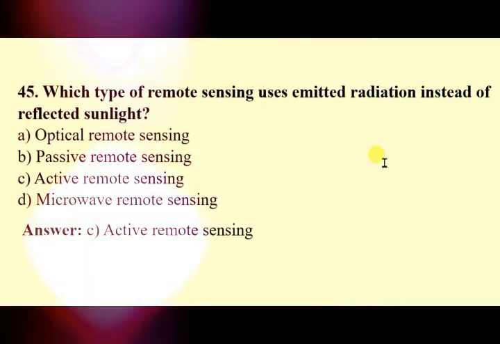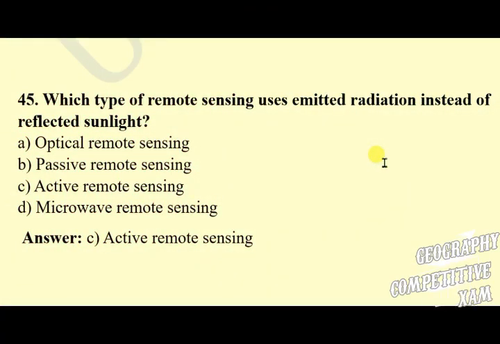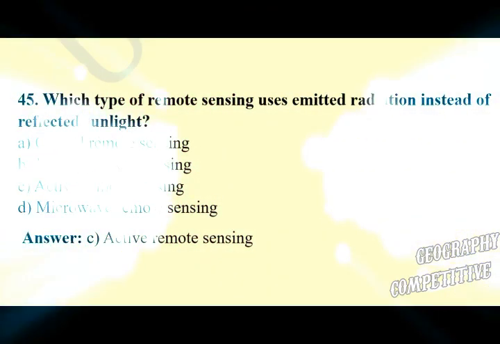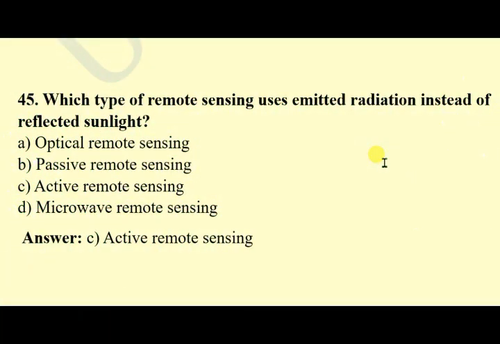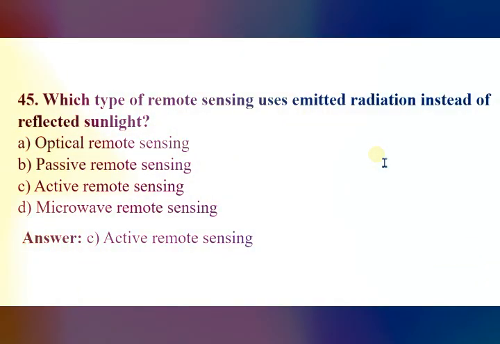Question 45. Which type of remote sensing uses emitted radiation instead of reflected sunlight? Optical remote sensing, passive remote sensing, active remote sensing, microwave remote sensing. Here the right answer will be active remote sensing.